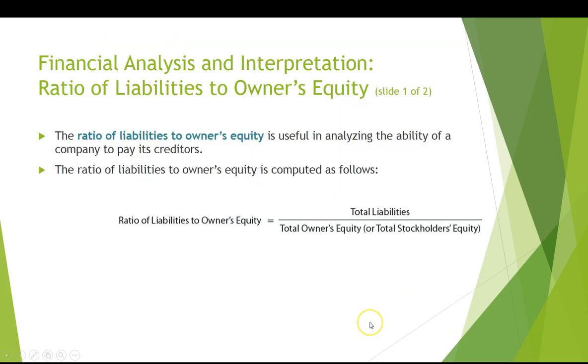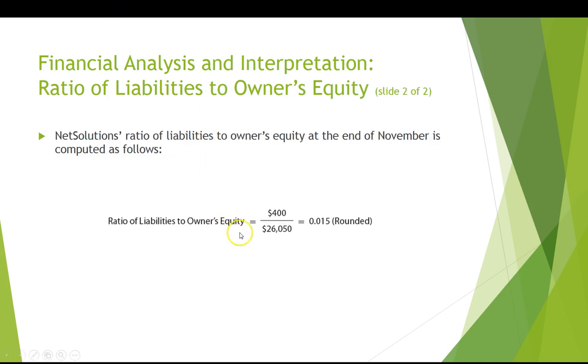Okay, so we can always make financial statements more meaningful by using ratios, and we will discuss that even further in future lectures. But the one that we want to bring up right now is the ratio of liabilities to owner's equity. We can divide total liabilities by total owner's equity and get the ratio. And this is useful in analyzing the ability of a company to pay its creditors. So we look at how much do we owe our creditors and how much total owner's equity do we have available for that. So we divide and we get this number.